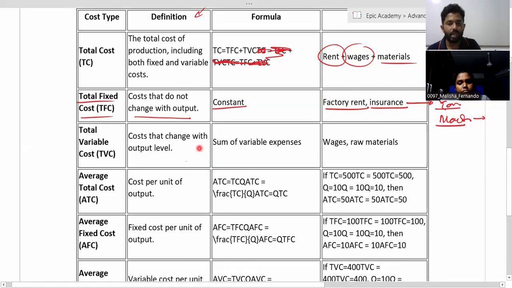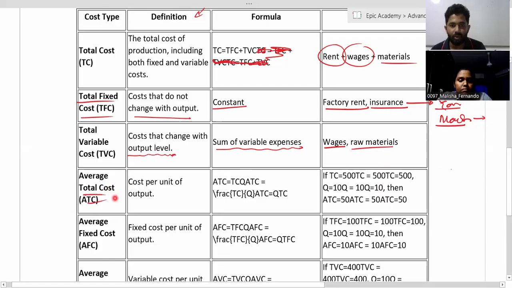And the next one is total variable cost, TVC. The cost that changes with the output level. According to change in Q, you can identify that variable cost is also going to change. Some variable expenses, for example, wages. If you increase the labors, you increase the variable cost. If you increase the raw material, your variable cost also increases. If you reduce the raw material, your cost also reduces.